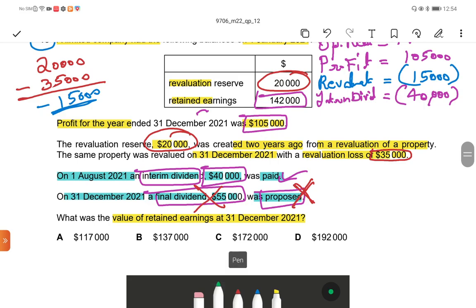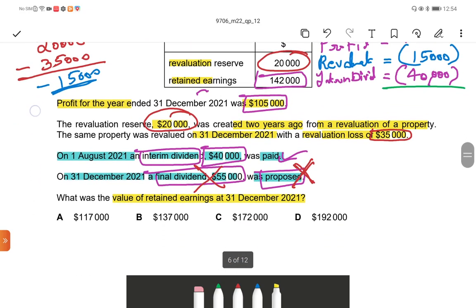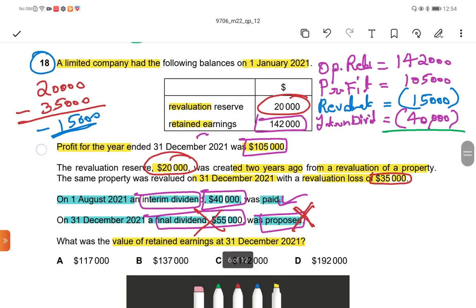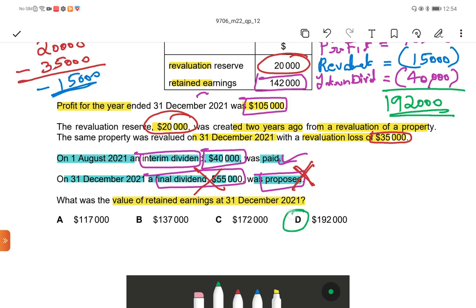So what is the correct answer? You have to just do the calculation. 142,000 plus 105,000 minus 15,000 minus 40,000 is equal to 192,000. Correct answer is D.